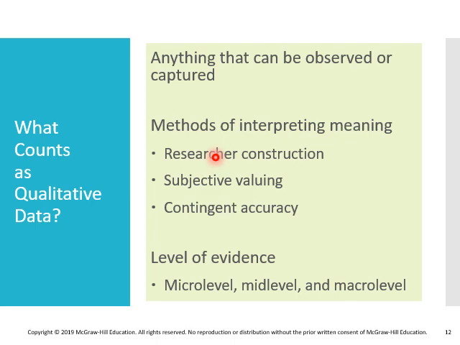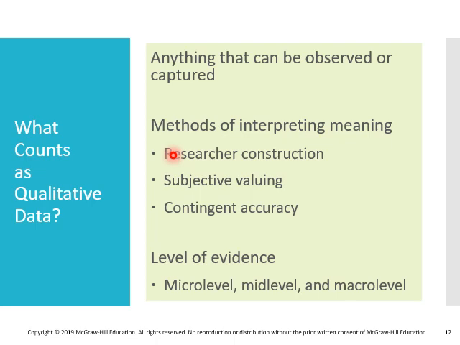Methods of interpreting meaning of those qualitative data. This is an interesting thing to spend a little bit of time talking about. So what is researcher construction? From the researcher's perspective, there is a subjective position or perspective on the experience. So the researcher develops an interpretation based on his or her subjective position and perspective. So the interpretation of the data is fully constructed based on the researcher's reality. That's what researcher construction means.